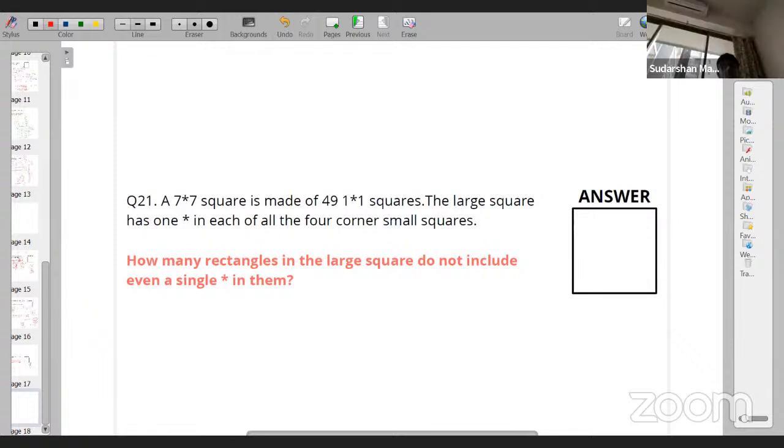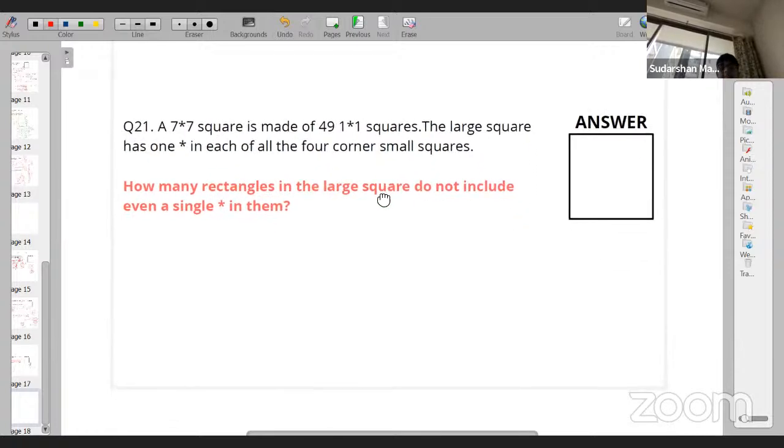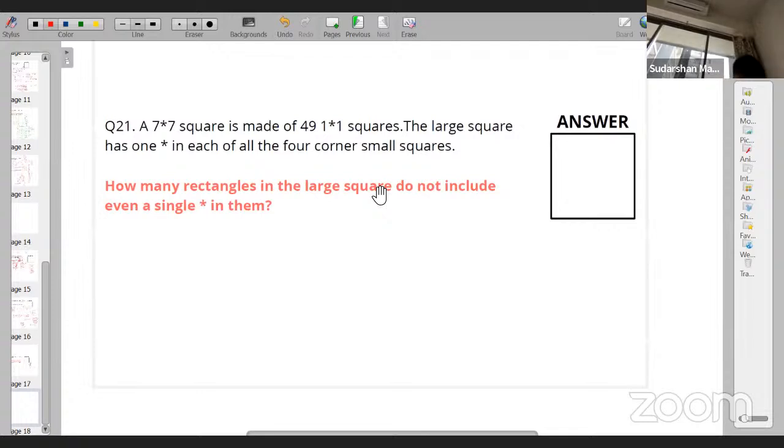So the total number of rectangles that can be formed first from the 7 into 7 square would be 824, right? The rectangles. I mean, no, I mean 784. 28 square. Because it's 8 choose 2 into 8 choose 2.